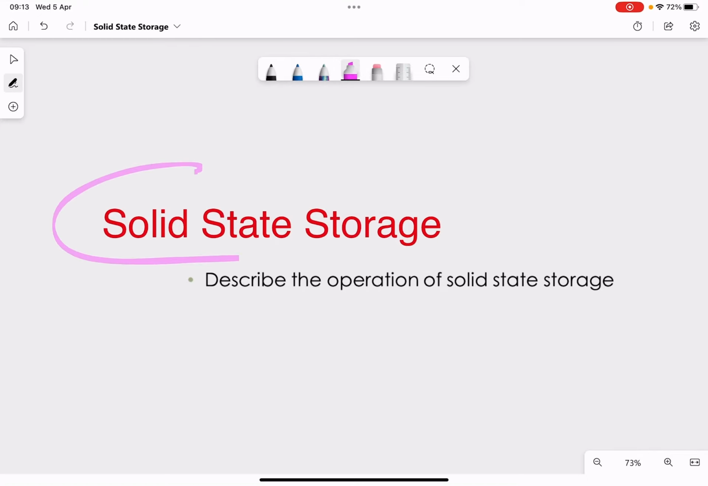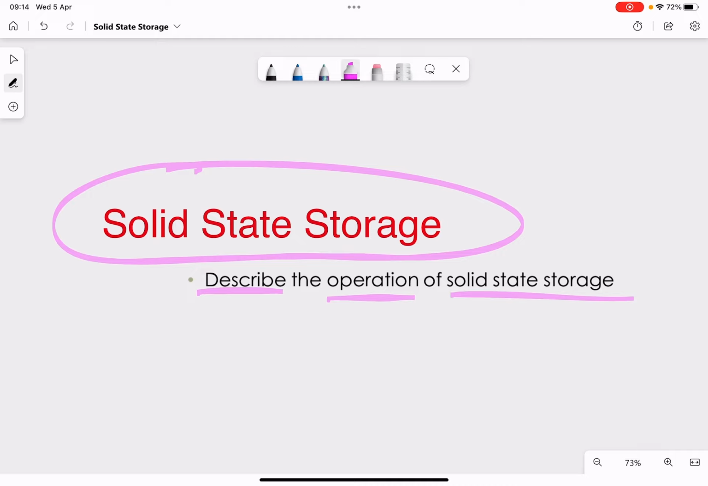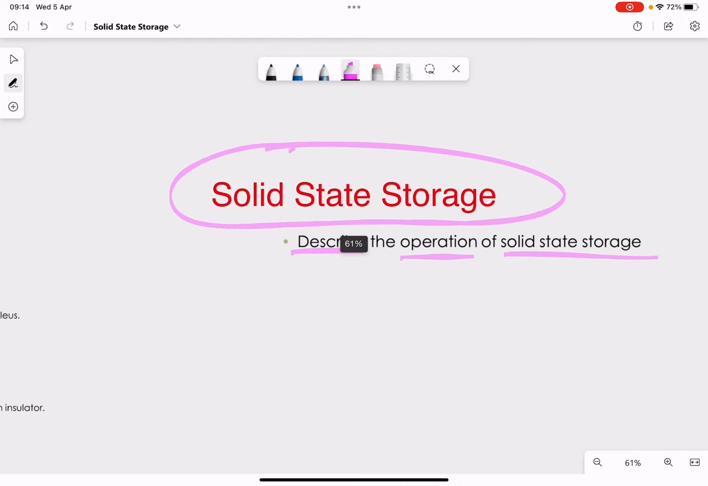Okay, in this video, we're going to have a look at solid-state storage. Cambridge says you need to be able to describe the operation of solid-state storage. So basically, we need to talk about what it is, how it works, where you might find it, and some good and bad points about it.